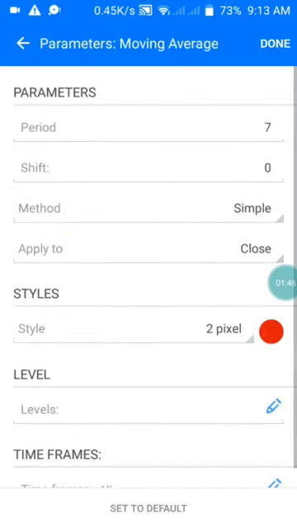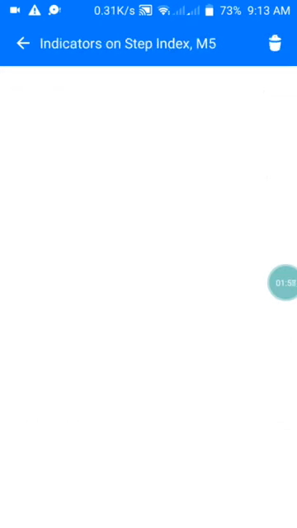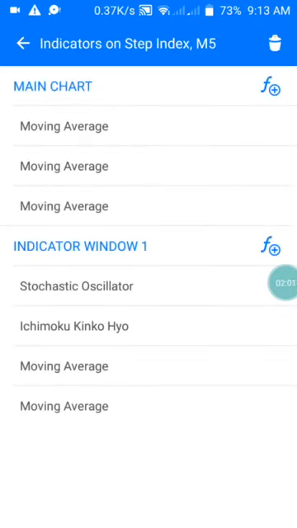Then you have the third moving average, which is period of 7, shift of 0, method simple, and apply to close. You have your style in red color, but you can also choose any color of your choice. You press on done. Then you move to indicator window 1.